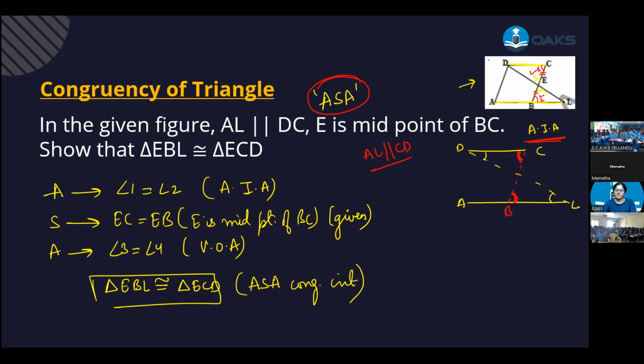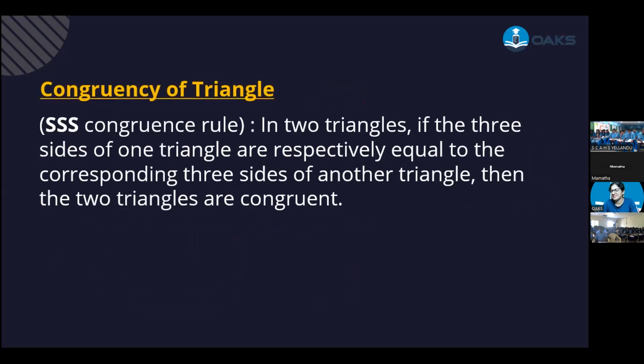Okay. Let's move on to the next congruency condition, that is SSS. Very simple. We just need to find three sides of one triangle equal to three sides of the other triangle. If three sides of one triangle are respectively equal to the corresponding three sides of another triangle, we can say that the two triangles are congruent. We do not need any angle. Only three sides.